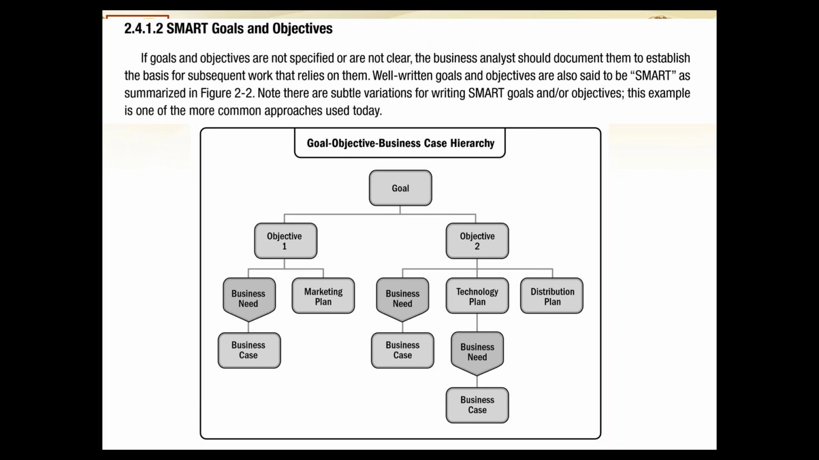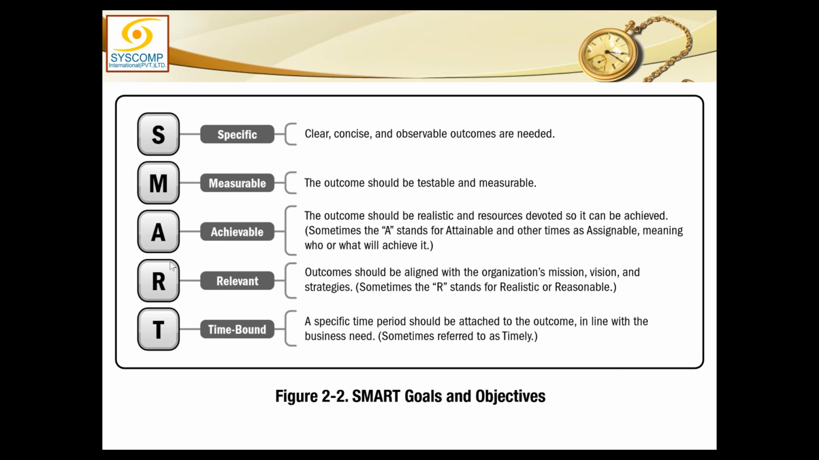Then within these goals and objectives, I hope you understand that we always say we should have SMART goals and objectives. What is SMART? If goals and objectives are not clearly specified, sometimes it is complex and we cannot really define them clearly. Then we must follow the SMART rule. Well-written goals and objectives are also said to be SMART, as summarized in figure 2.2. So what is SMART?